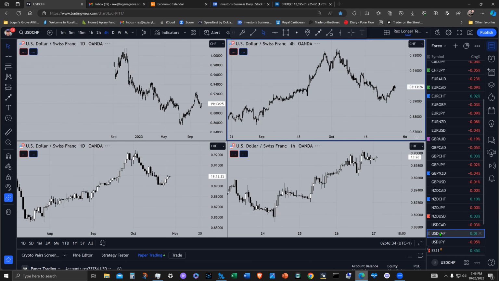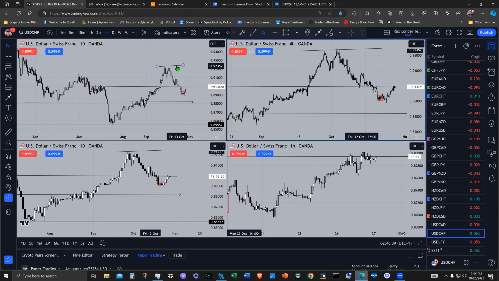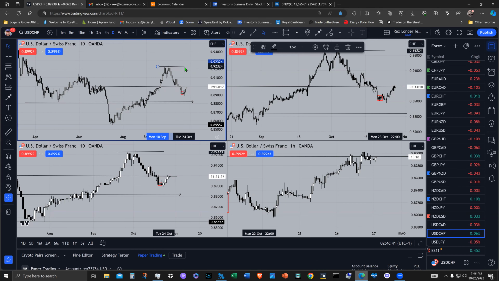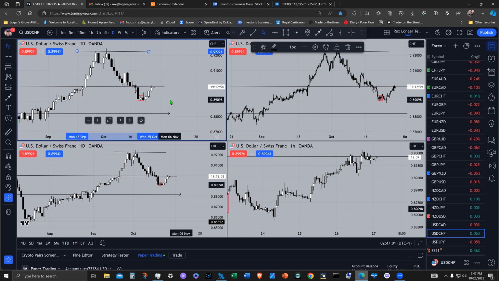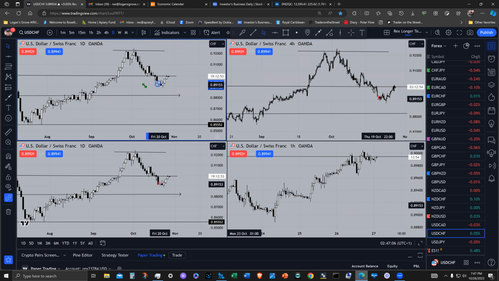US Swiss. 0.9222. Much easier to read these numbers here than on Alveo. Move that out of the way and add one.